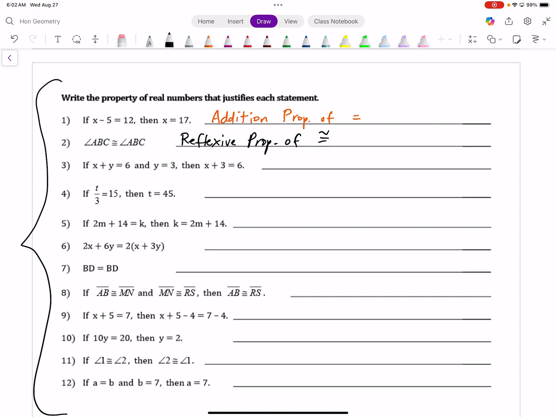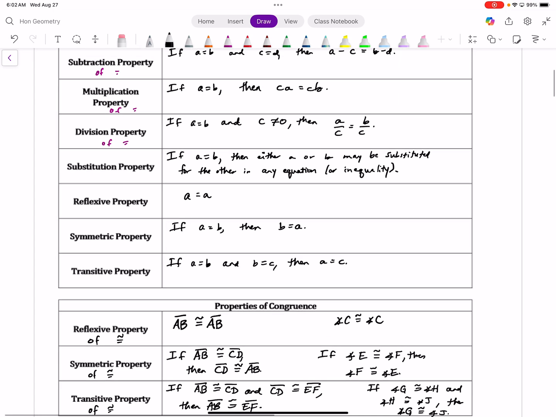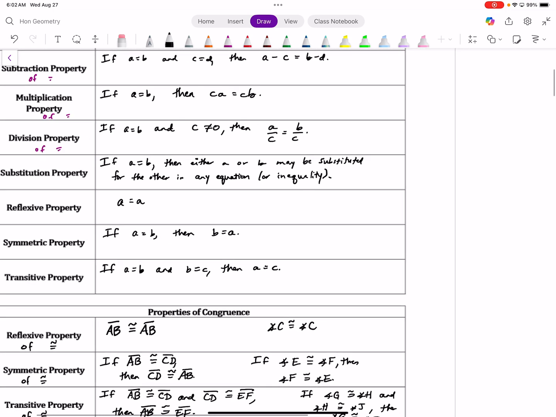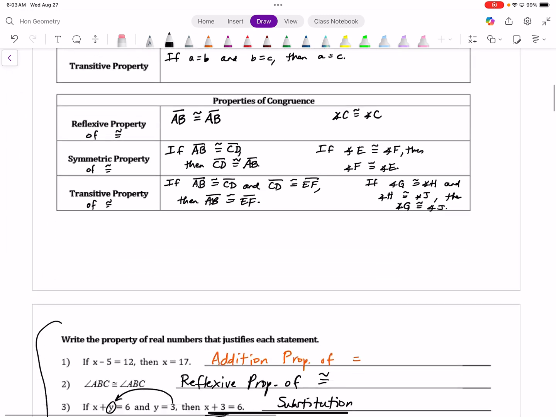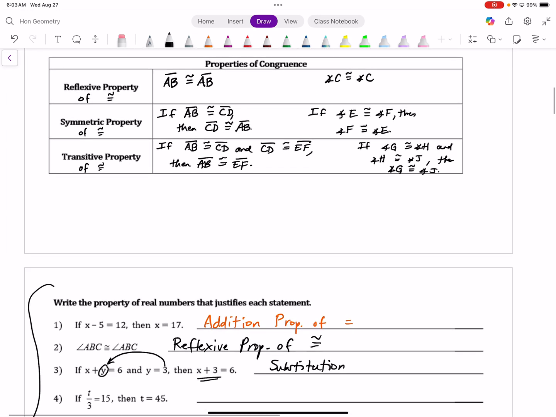All right, so if x plus y is 6 and y is 3, then x plus 3 is 6. So what they did, they took out the y and replaced it with a 3. That's substitution. And over here, remember, it didn't say of equality, it just said substitution property. So we're okay, just substitution property.